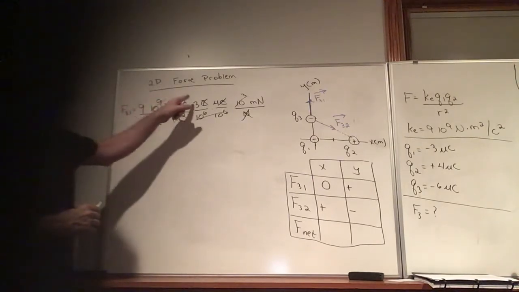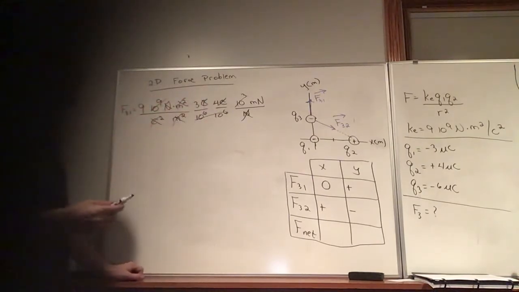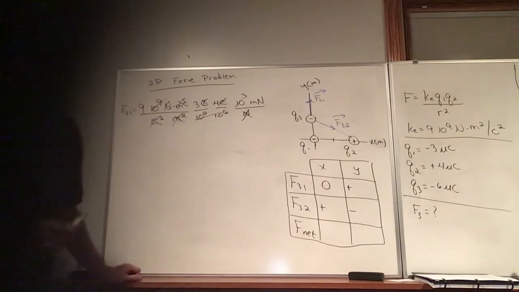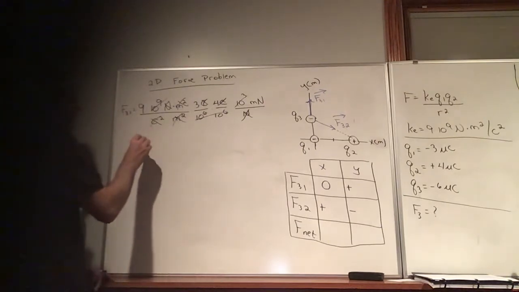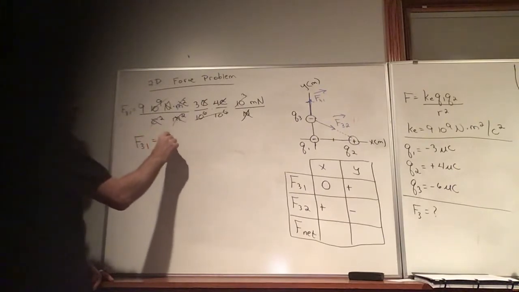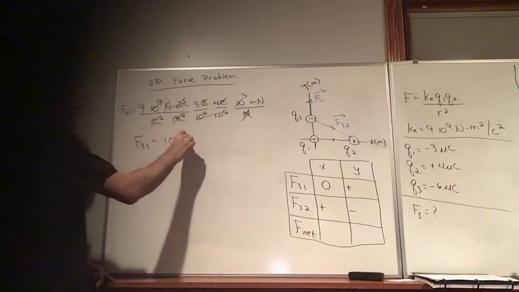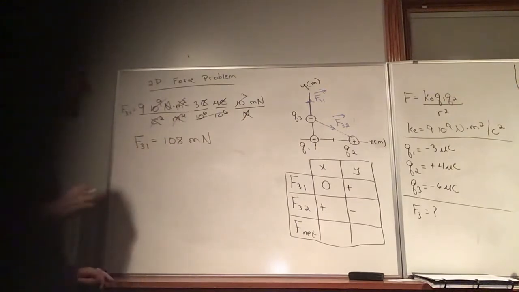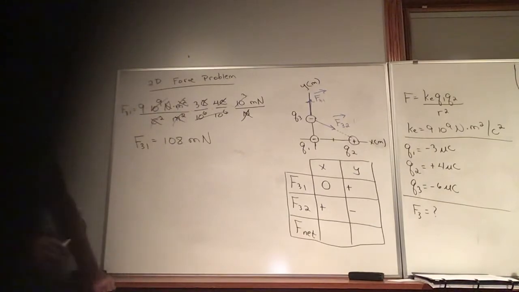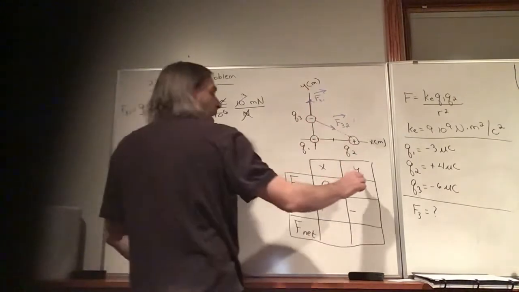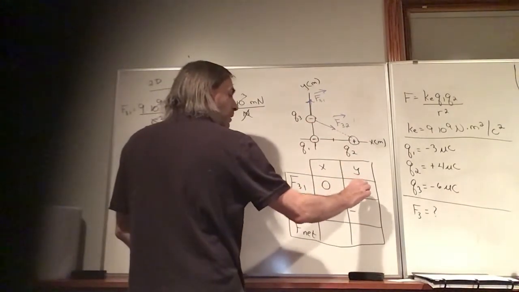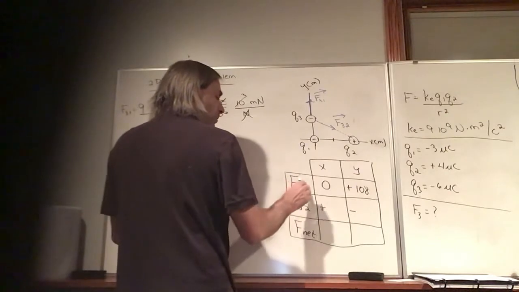So here we have 9 times 3 times 4. 12 times 9, that's 108 millinewtons. I'm going to wind up erasing this, I think. But if we just multiply the numbers, we have 108 millinewtons. Okay. Now, we're kind of done with this one because we already know it's entirely pointing in the y direction. So we can just write 108 here.